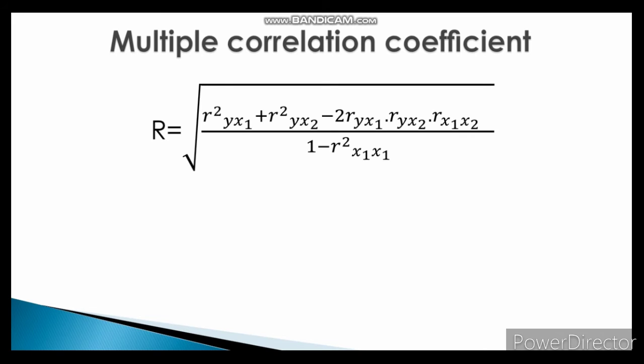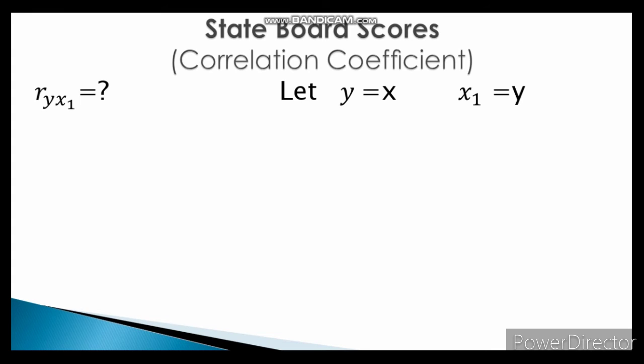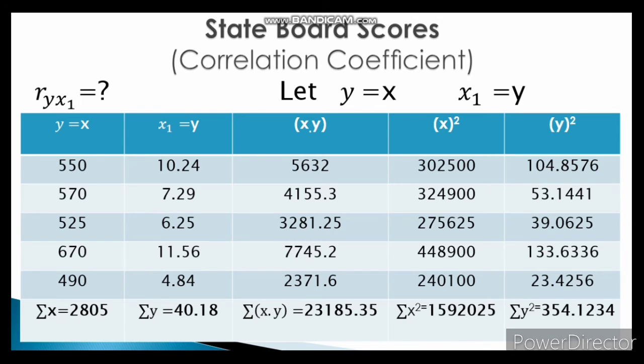So, multiple correlation coefficient. First, bago natin siya ma-solve, kailangan natin munang alamin yung correlation coefficient ng R sub y x sub 1, R sub y x sub 2, and R sub x sub 1 and x sub 2. Kung papansinin nyo, nilagay ko yung y equal to x sub 1 is equal to y, para hindi tayo malito doon sa formula. Ngayon, kukumpletuhin lang natin yung table. Kailangan natin yung x, y, x quantity square, saka y square.